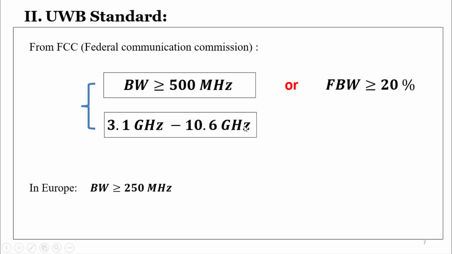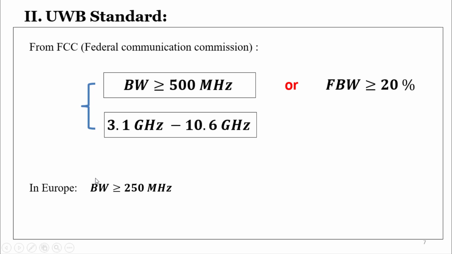Okay, we need to have a bandwidth superior or equal to 500 megahertz, and this bandwidth belongs to the range between 3.1 gigahertz and 10.6 gigahertz. Okay, so I will give you an example to understand these conditions. So that's for the general case.